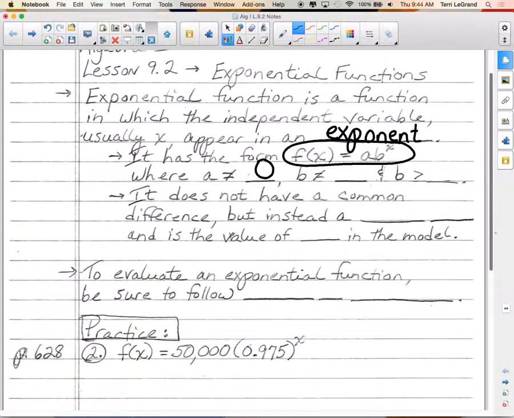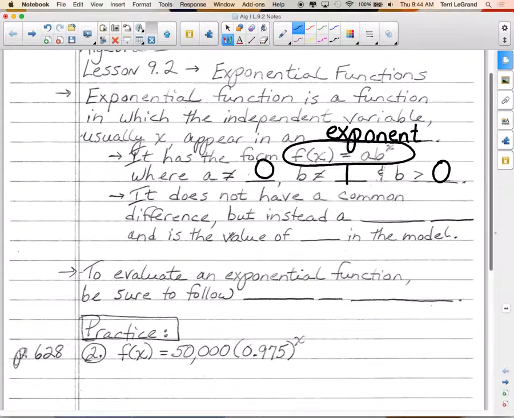b cannot equal 1. b is what is being raised to the x power. What happens when you raise 1 to a power? It just stays at 1. Would anything be happening on the graph? No, we'd end up with a linear function. We would end up with a horizontal line, excuse me, instead of an exponential function. And b is going to be greater than 0, or in other words, b is going to be a positive multiplier.